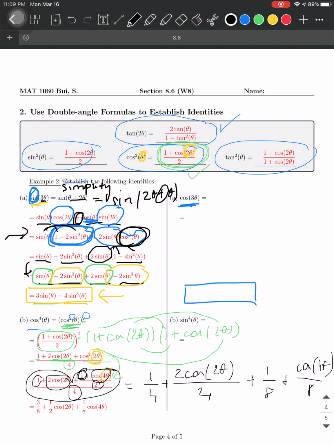Okay, so now we're going to combine like terms. 1/4 plus 1/8 turns out to be 3/8. Then we can also simplify the 2 and the 4 in here, so that will give us 1/2 cosine of 2 theta. As for the last part, it stays the same: 1/8 cosine of 4 theta.